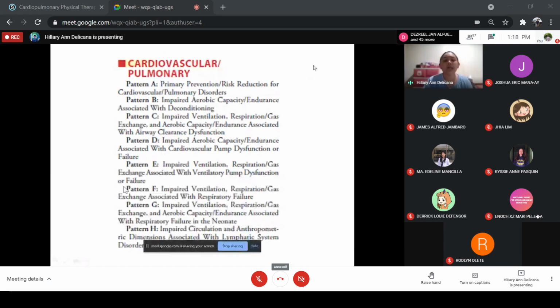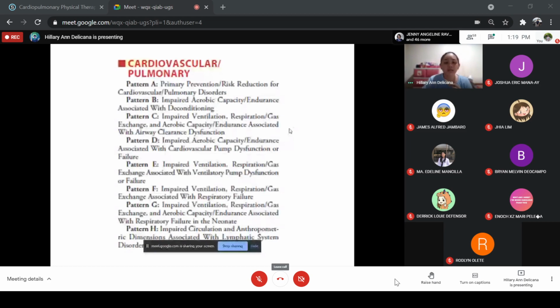Next is your impaired aerobic capacity or endurance associated with deconditioning. So more on deconditioning cases, such as being bedridden for a long time. If you are bedridden for a long time, your cardiovascular endurance decreases. Pattern C is impaired ventilation, respiration, or gas exchange and aerobic capacity endurance associated with airway clearance dysfunction. So this one is more on COPD. Pattern D is impaired aerobic capacity or endurance associated with cardiovascular pump dysfunction or failure. So more on CHD.